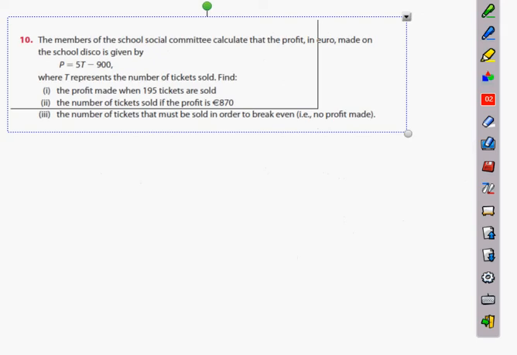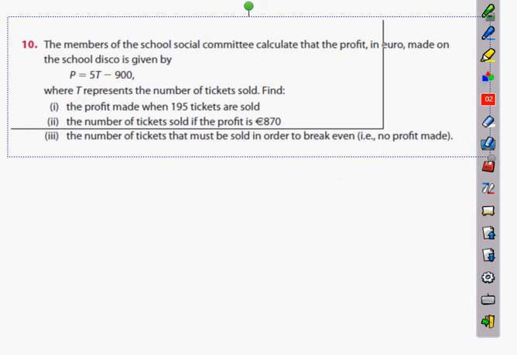This one, number 10. The members of a school social committee calculate the profit in euro made on the school disco given by 5t minus 900, where t represents the total number of tickets sold. Find the profit when 195 tickets are sold. Okay? So what does that mean? How would you do that?